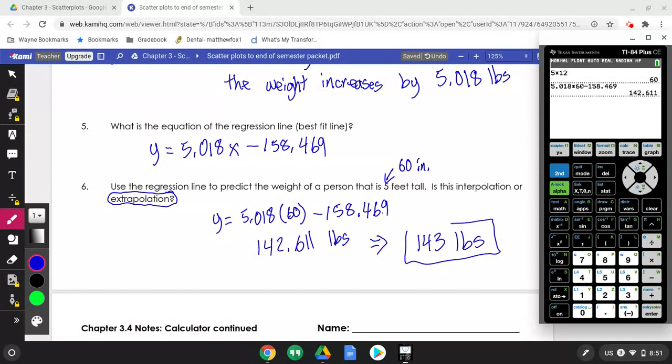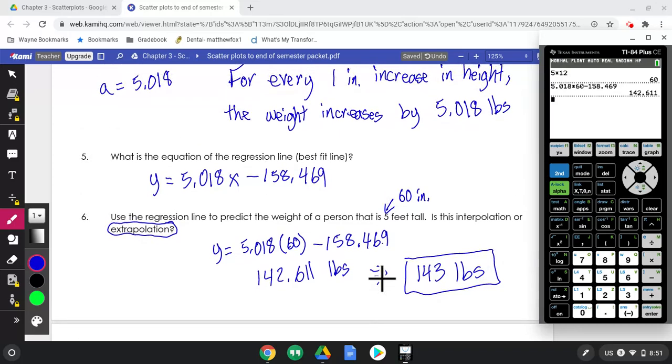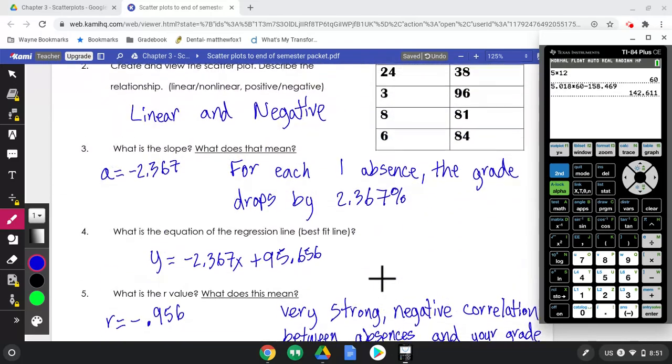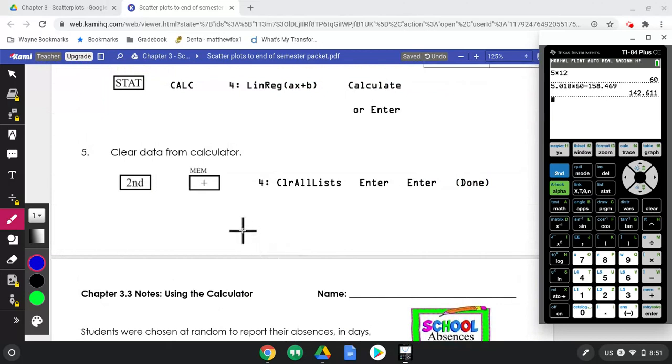Don't forget, if you're going to do the It's Learning assignment, which I recommend, just go and do that right now while it's still fresh in your mind. Before we start the next one, to finish this out, clear the list. Hit second, memory, then choose option 4, and hit enter, and now your lists are cleared and ready to go for the next one.